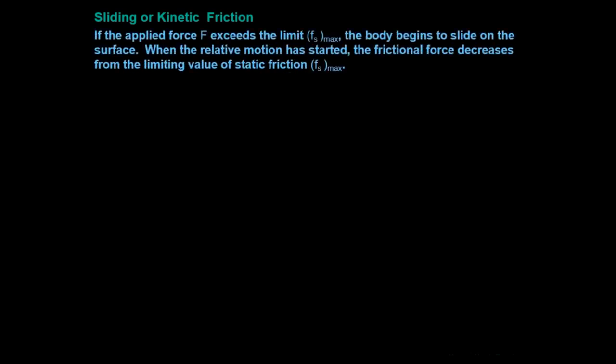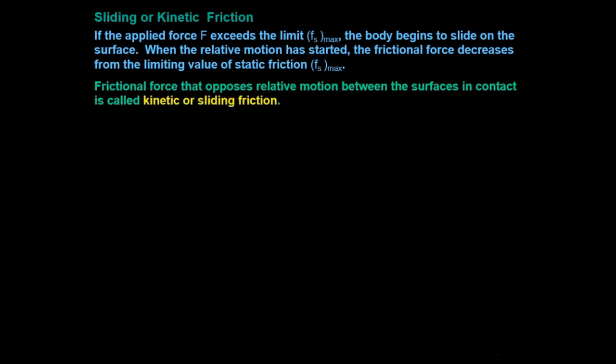When it comes to the case of sliding or kinetic friction, that will be represented with the letter Fk, kinetic friction. The object is going to be in movement. That means if the applied force F exceeds the limit of the static friction, then the body begins to slide. When the relative motion has started, the frictional force decreases from the limiting static friction. So obviously, once the object gets into motion, the friction is now called kinetic or sliding friction, denoted by Fk.